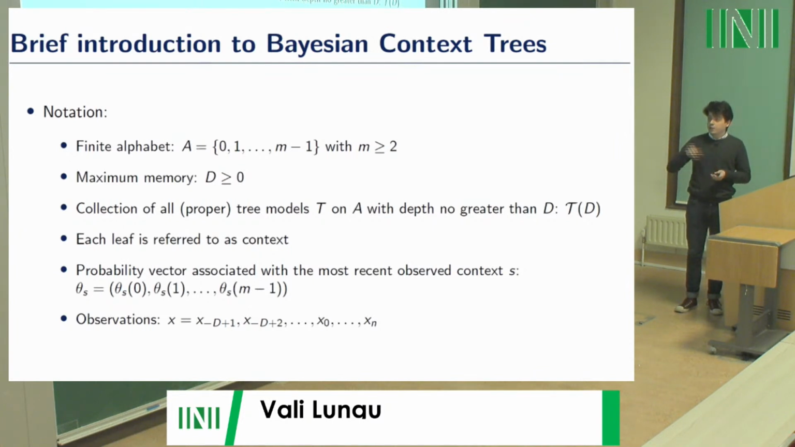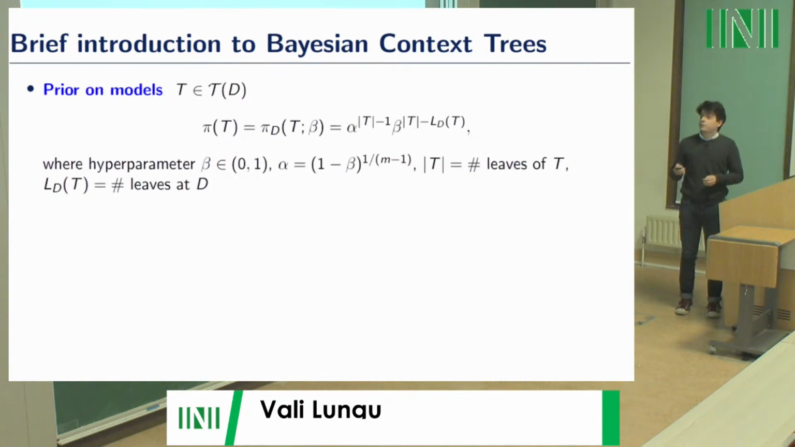We're going to store for each leaf a probability vector theta s, which now has m elements because we are operating within an m-array alphabet, and the observations are going to be denoted by x. Okay, so the first thing to do is to put a prior on all the tree structures that lie in your collection curly T of D.